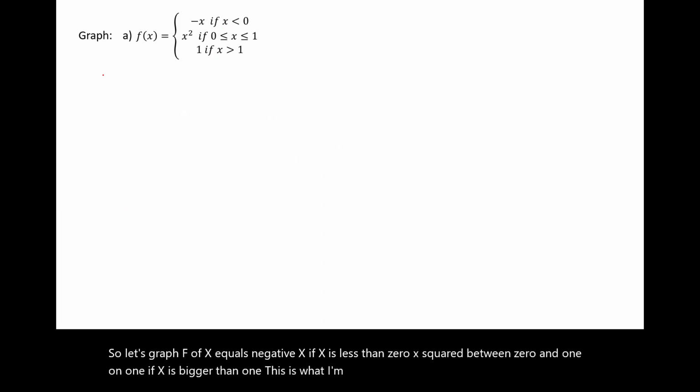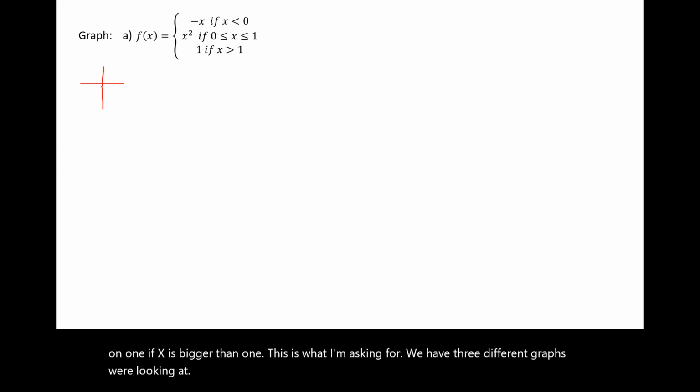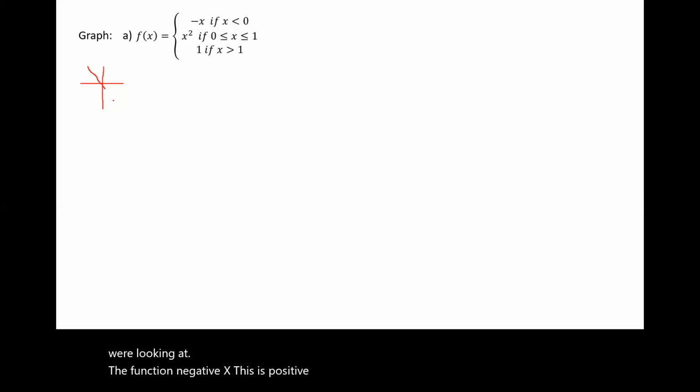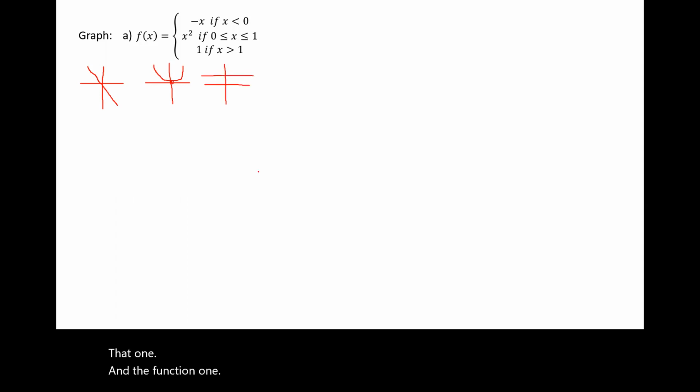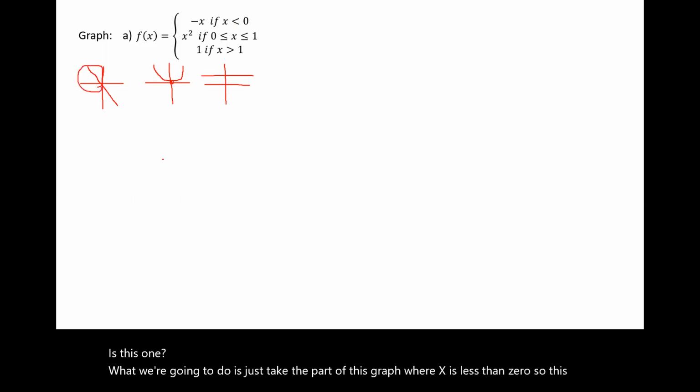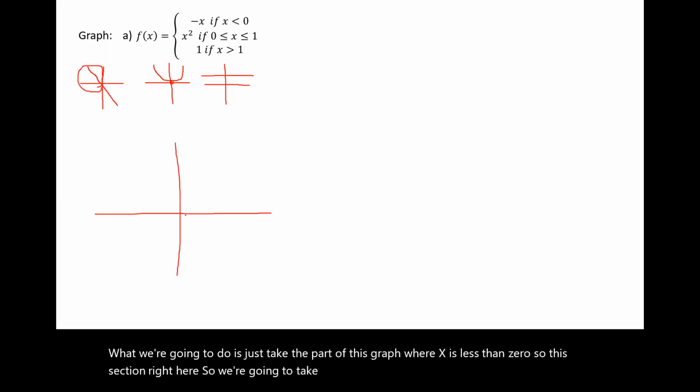We have three different graphs we're looking at. The function negative x. This is positive x, so negative x looks like that. The function x squared, it's that one. And the function 1 is this one. What we're going to do is just take the part of this graph where x is less than 0. So this section right here. So we're going to take that and put it on our graph.